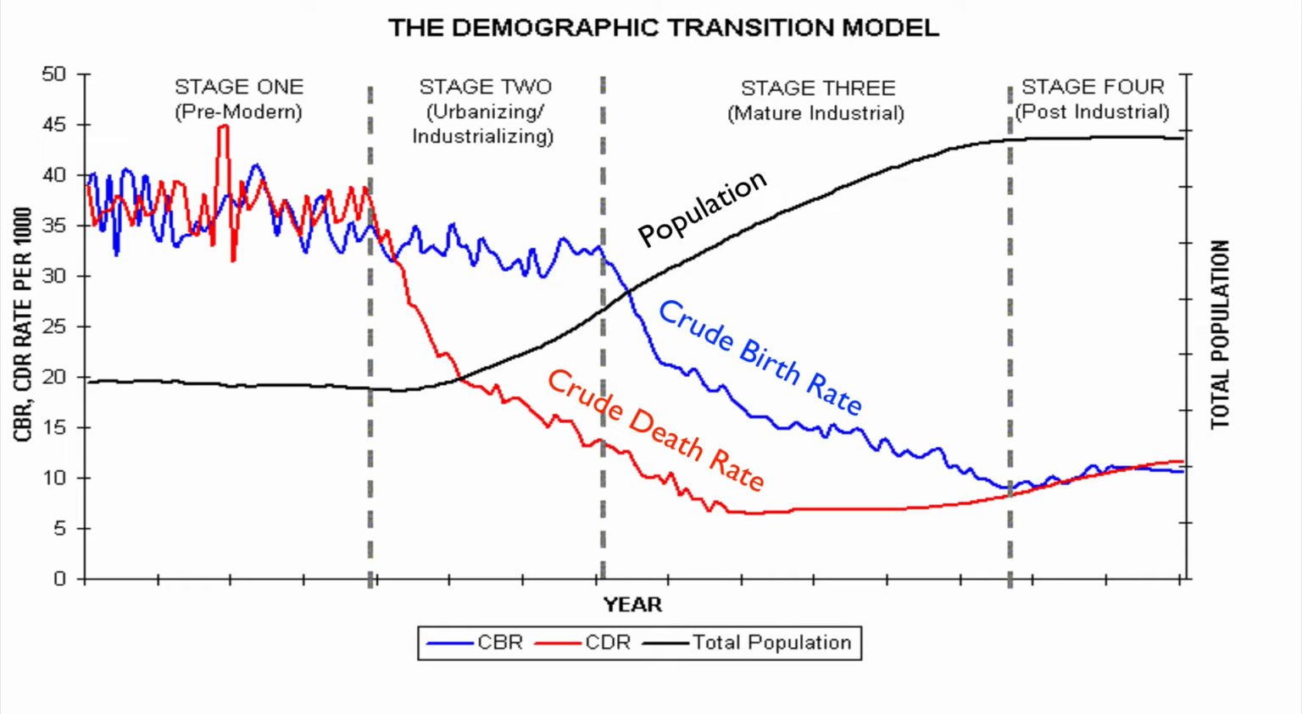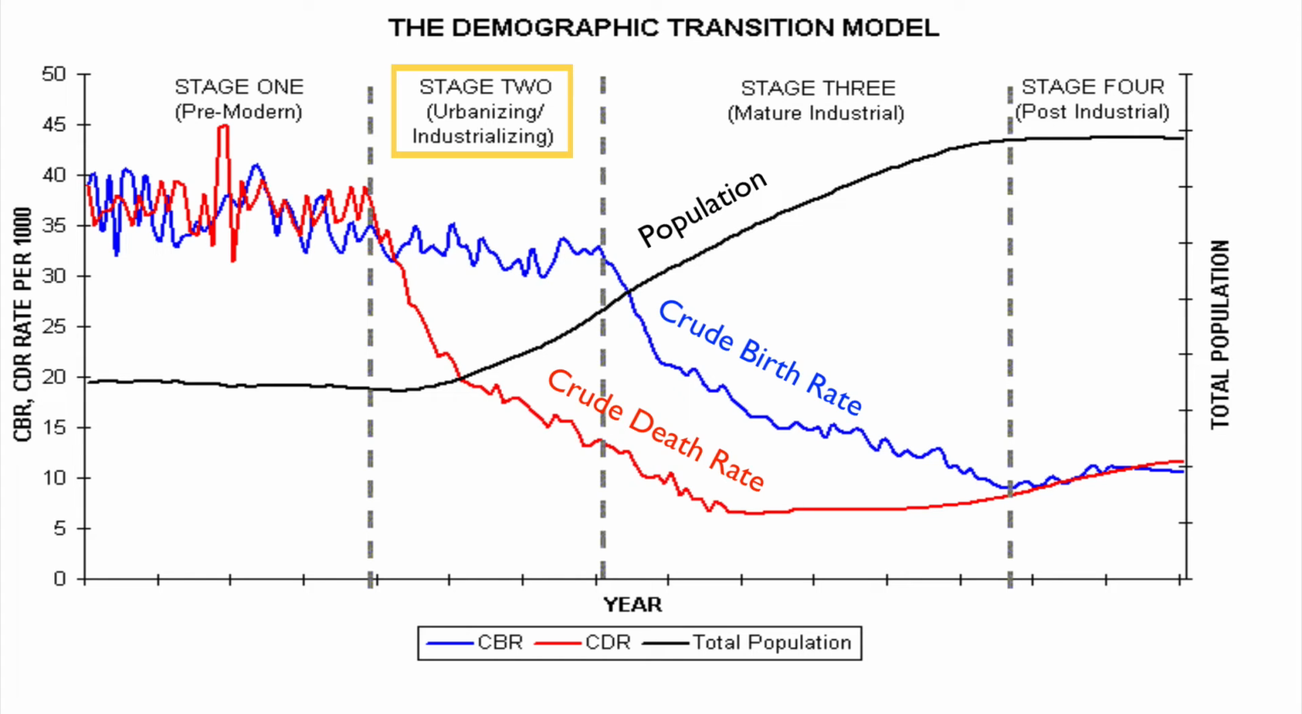So during stage 1, as you can see on the left, the CBR and the CDR are both very high. This means that population is essentially not growing at all because people are having a lot of children to make up for all the people that die to things like war and famine and disease.